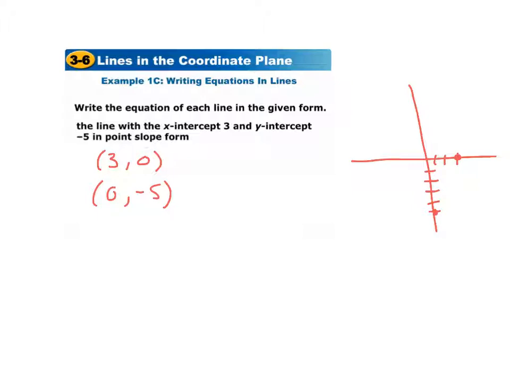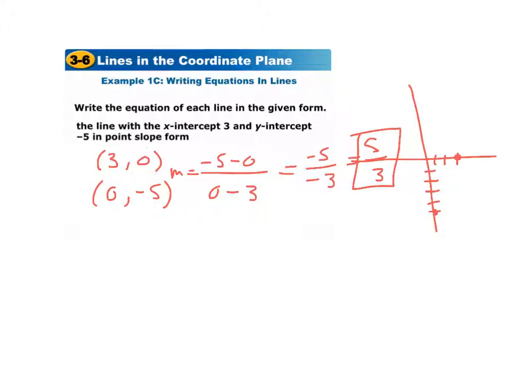So now that we have 2 points, can we find our slope? Yes. So we would do y2 minus y1, so -5 minus 0 over 0 minus 3. This simplifies to -5 over -3, which simplifies even further to 5 over 3. So that's our slope. And it's asking us for point slope form, which is y minus y1 equal to m parentheses x minus x1.